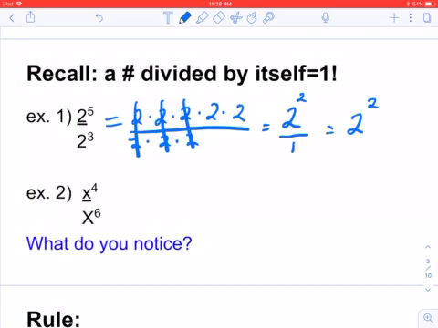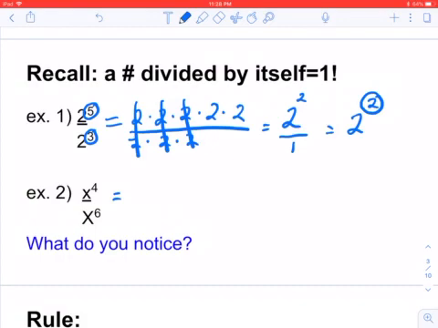Now I want you to look at the 5 and the 3 that we started with for exponents, and look at the 2 that we ended up with as our answer for the exponent. Start thinking about how we got from those initial exponents in the problem to the exponent in the answer. Let's try a second one.